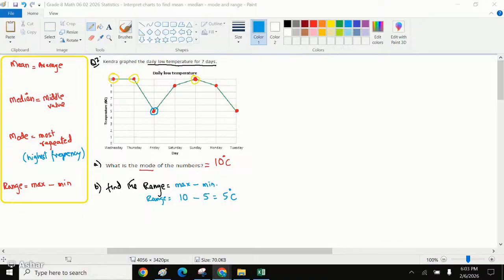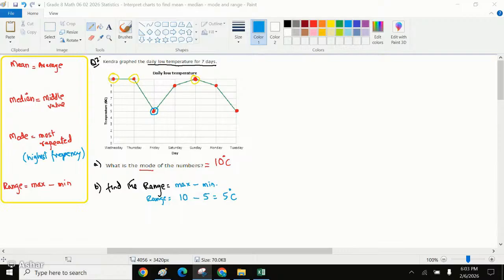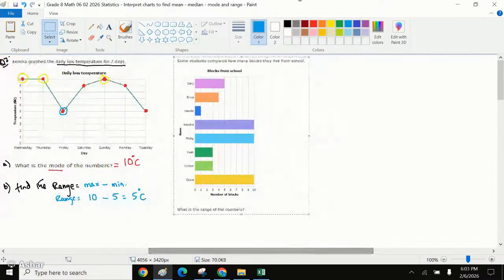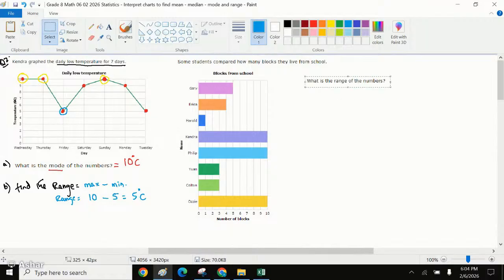So the next question says, some students compared how many blocks they live away from the school. Okay, and they're asking us to find, for question number 3, if this is the information provided in question number 3, and they are asking what is the range, we'll try to find different values. This is our question number 3. Some students compared how many blocks they live from the school.